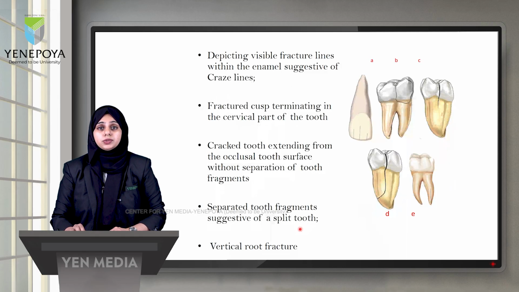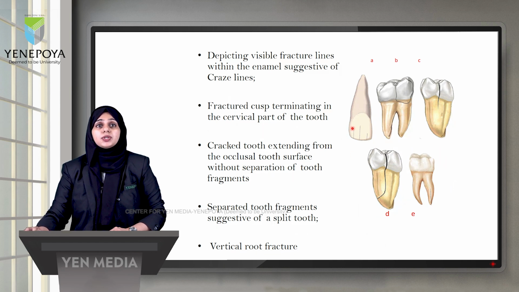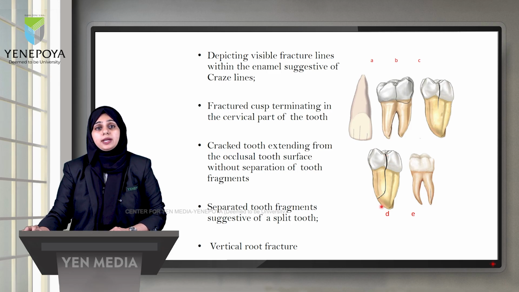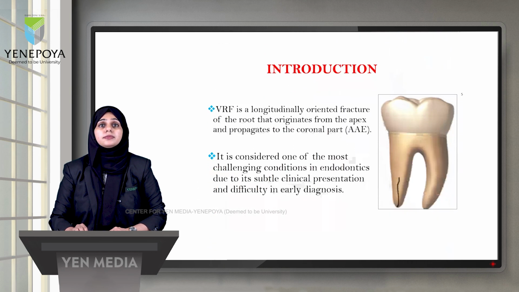Before we begin with vertical root fracture, let us learn the terms of different types of other fractures. Here, first you can see a craze line. It is nothing but visible fracture lines within the enamel. Next comes the fractured cusp. It terminates in the cervical part of the tooth. Cracked tooth extends from the occlusal surface without any separation of tooth fragments. Split tooth is nothing but separated tooth fragments. And about the vertical root fracture, we'll see in detail now.